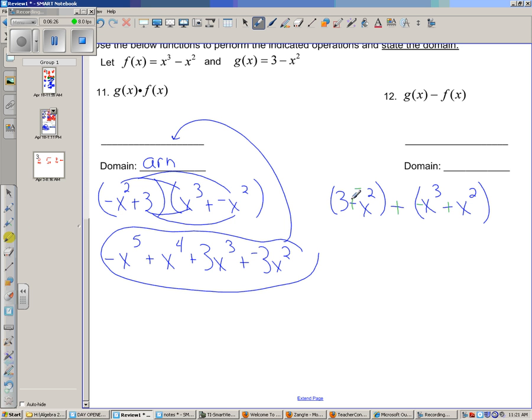So now when I'm ready to add my like terms, the first thing that I notice is that my x squareds will cancel out. And then when I look at what's left, I can't combine these because they're not alike. So when I put my answer here, I'm just going to write it in standard form. And again, no issues with my domain. No x's in the denominator and even roots. So again, I have all real numbers. And that's it. That's the review.